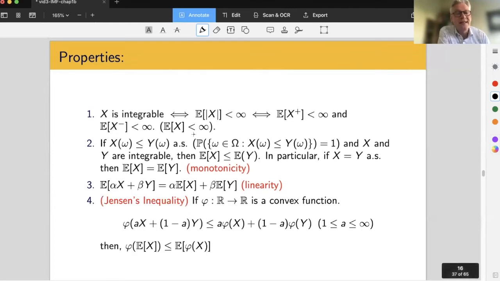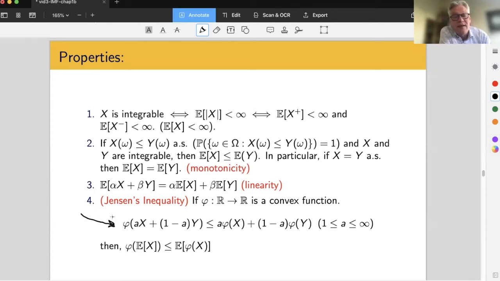And the last one, Jensen's inequality, a very useful one also in practice and often in finance. So if we have a function phi which goes from R to R and it's a convex function, and convex function means what is written over here. So this is the definition of a convex function: phi with argument a x plus (1 minus a) y, where a is between 0 and 1, is less or equal to a times phi of x plus (1 minus a) times phi of y.